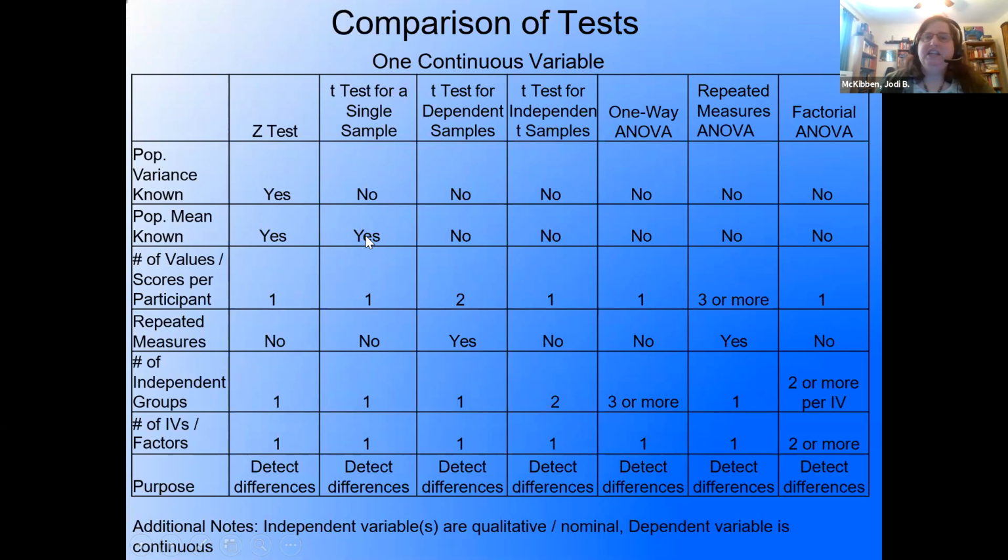However, the t-test does not have the population variance. So if we put these two facts together, you can know whether you have a t-test for a single sample. In other words, if you see a population mean, a population average, a mu, then it's one of these two tests, z-test or t-test for a single sample. If you do not have the population variance in addition, it's a t-test for a single sample. If you do have the population variance, it's a z-test.